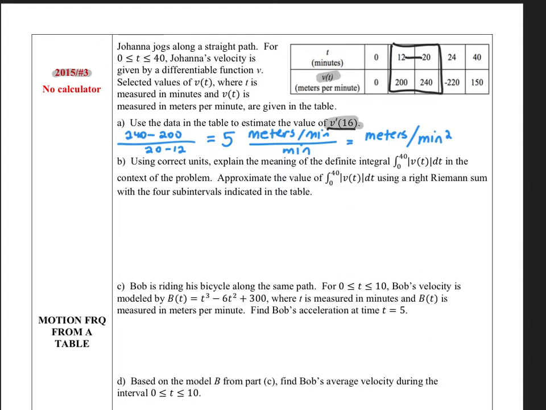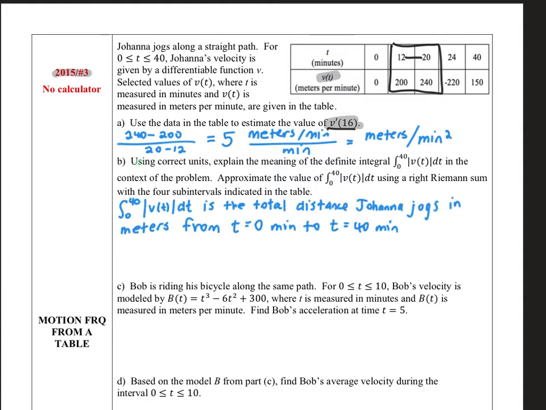In part B, I'm asked to explain the meaning of this integral in the context of the problem. So when it says in the context of the problem, what you don't want to say is just, oh, I'm doing an integral from 0 to 40 of absolute value. You want to say what it means as Joanna is jogging along the straight path. You should recognize the absolute value of velocity as an integrand is your total distance traveled. So I would say that this is going to represent the total distance that Joanna has jogged.